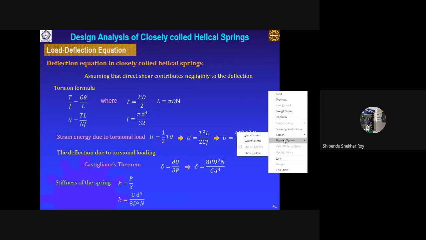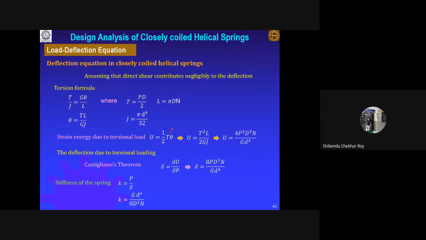Now what could be the strain energy due to this torsional load? As you know, the strain energy U equals half into T into theta. Now put the values of the T and theta expressions. T is this one, theta is this one. Ultimately you will get T square L by twice GJ. Now what is T? T equals P D by 2. Put here P D by 2. What is J? J equals pi d to the power 4 by 32. After putting it, you will get U equals 4 P square D cube n divided by G d to the power 4.